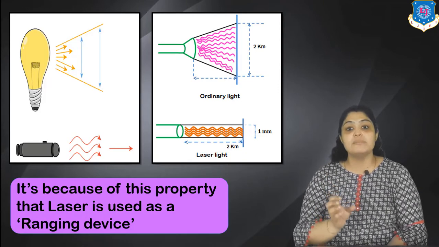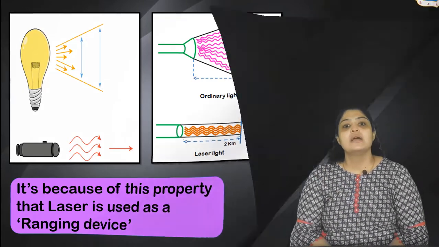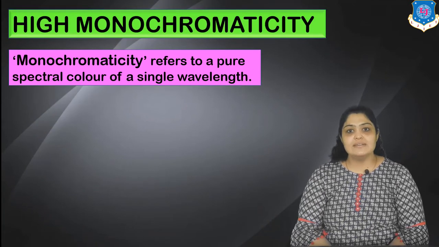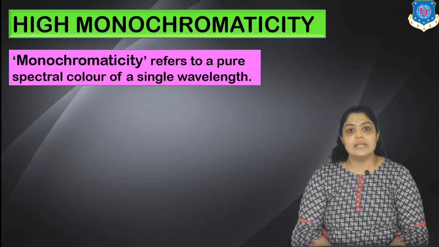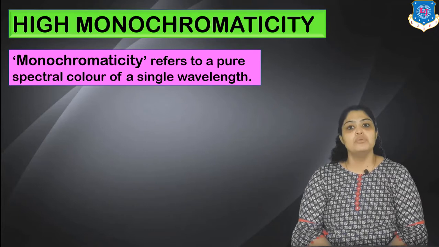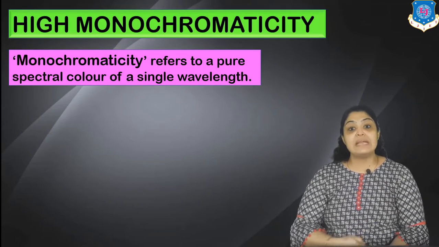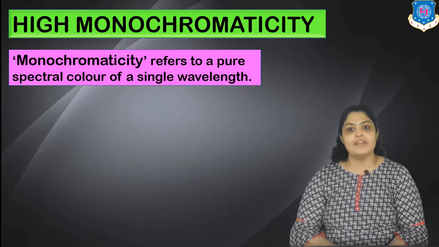and that is the reason all the information remains together. Now, coming on to the last property, the last characteristic of laser is high monochromaticity. What do you mean by the term monochromaticity? So, monochromaticity refers to a pure spectral color of a single wavelength.